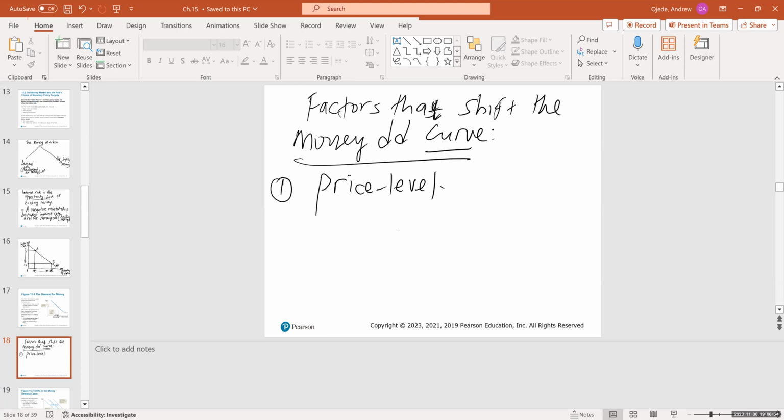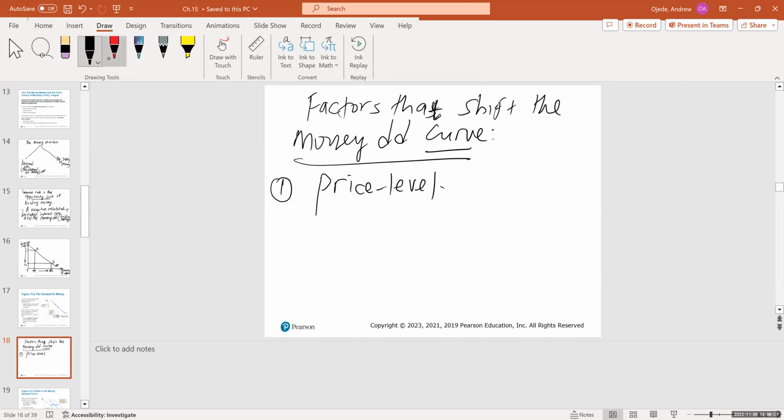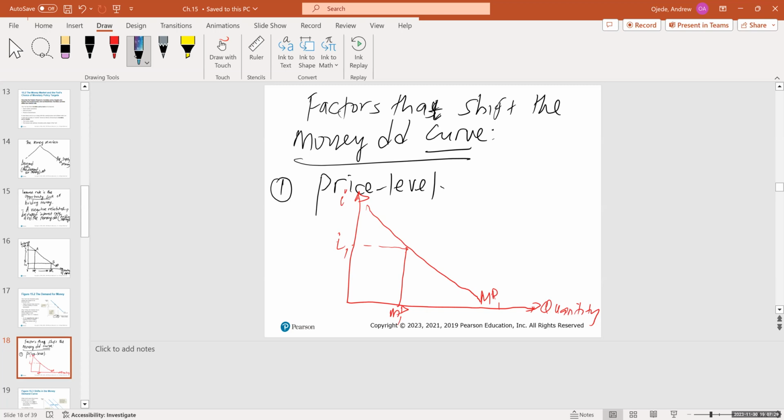The idea here is that if prices of goods and services are becoming more and more expensive, okay, let's say this is the interest rate, and this is the quantity of money on this axis. Let's say this was your initial demand for money, which we can label MD1, and the interest rate was I1. This was the amount of money people are holding, MD1. What I'm saying is that the interest rate is not the only factor that affects money demand. Price level can also affect how much money people want to hold.